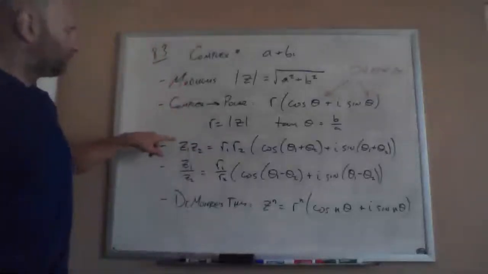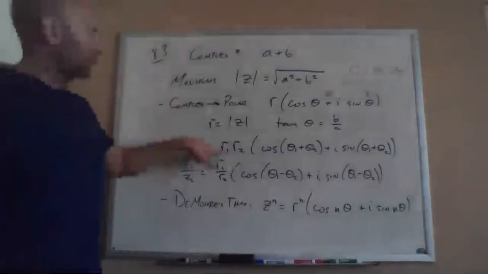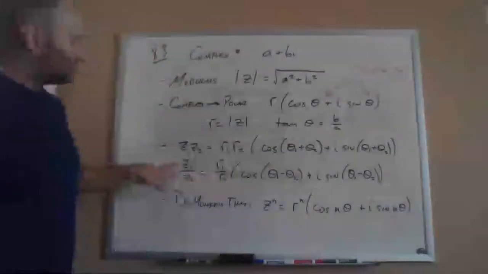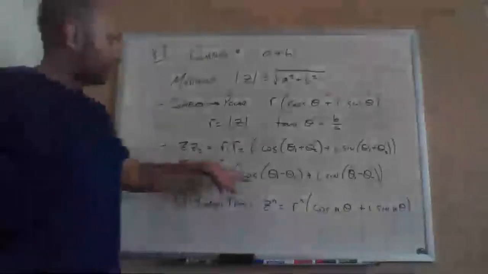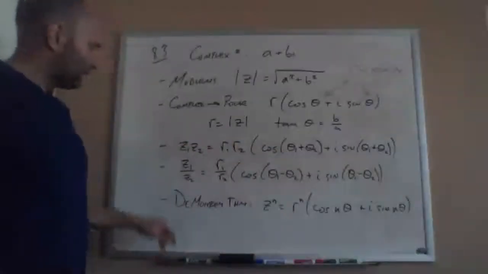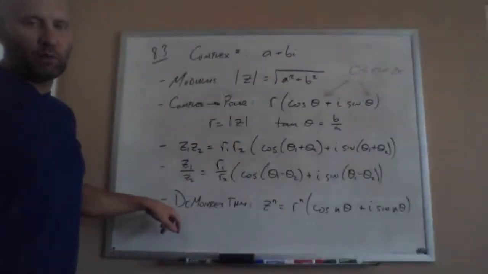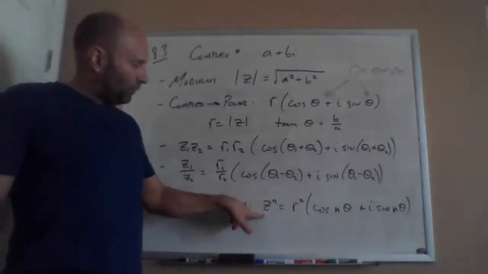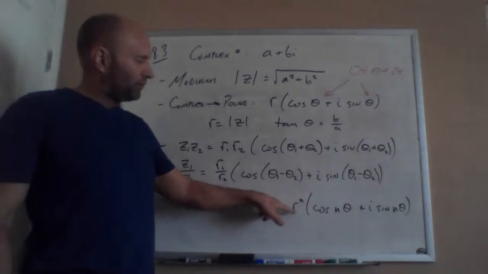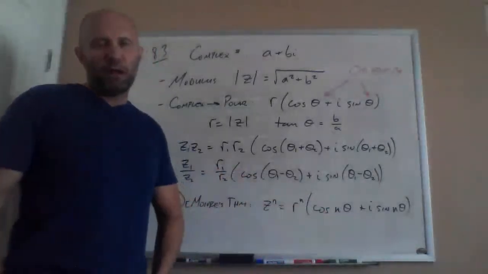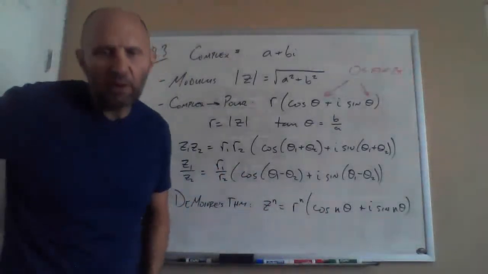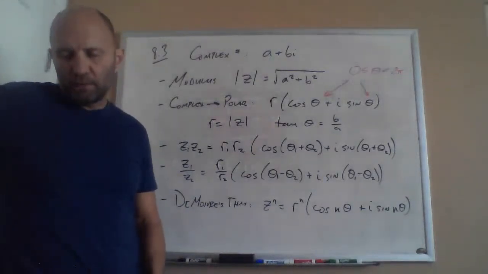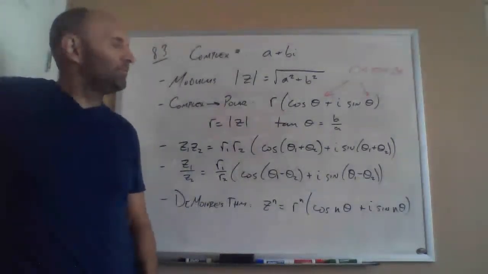Once we have polar numbers, we can multiply them. We just multiply the r values and add the thetas. We can divide them: we divide the r values and subtract the thetas. Then we can raise them to a power, and we use De Moivre's Theorem for that. A polar number to a power is just r to the n, and now we multiply the theta by our value of n. So any questions on any of that?